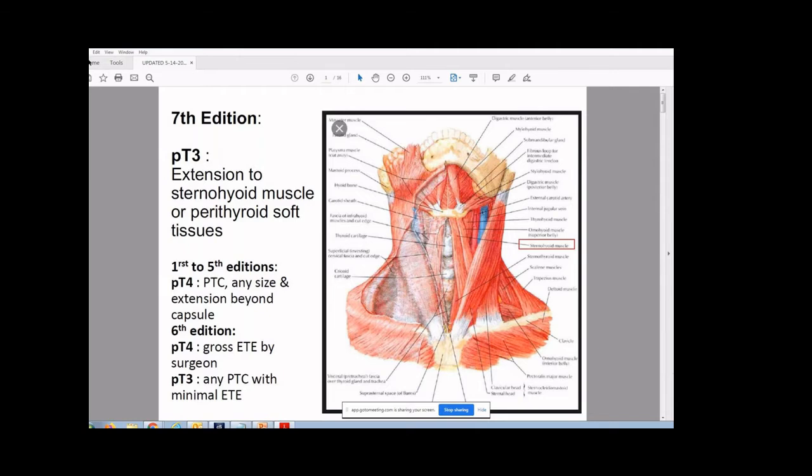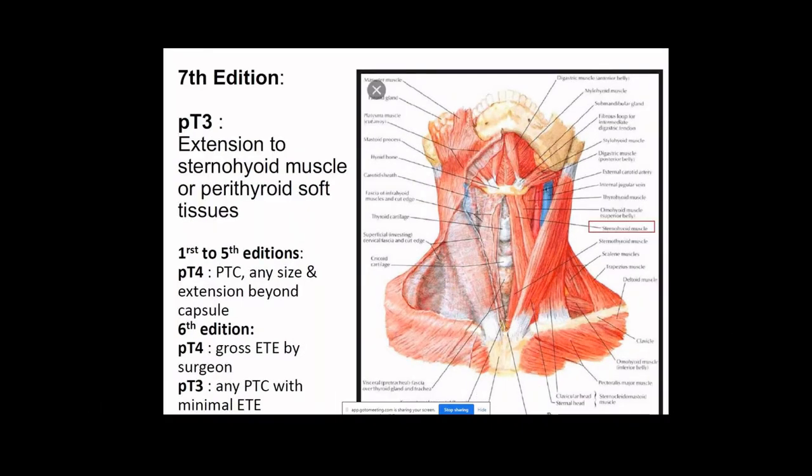Margie, let me have you go ahead here. Okay. So as we've heard, in the 7th AJCC, the definition of PT3 was extension to the sternothyroid strap muscle or perithyroid soft tissue. To put this into a historical context, in the first 5 editions of the AJCC, PT4 was defined as a PTC of any size with extension beyond the capsule. That was it for guidance. In the 6th edition, we actually see the debut of gross ETE as determined by the surgeon, making it a PT4 versus a PT3, which is any PTC with minimal or microscopic ETE. Can you advance, please?